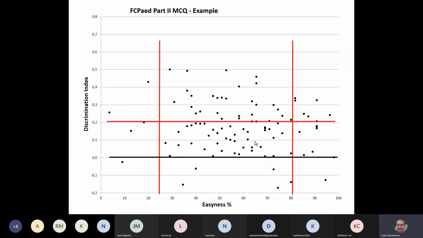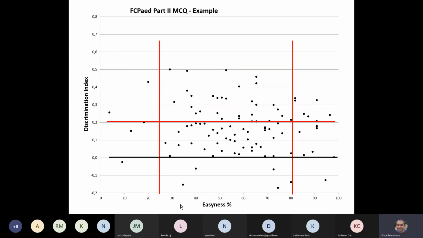Ideally, you want a discriminatory index that's as high as possible. With 150 questions, you're not going to get very, very high DIs, but you certainly want a positive DI. A negative DI, like those down here, essentially means that on that question, the people who ended up getting a lower overall mark did better than the people who ended up getting a higher overall mark. And so that question did not discriminate between the better performers and the poorer performers. Now that doesn't necessarily mean that it's a bad question, but it's a marker that there might be something wrong with the question, as is the case with questions that have very low or very high easiness percentages.